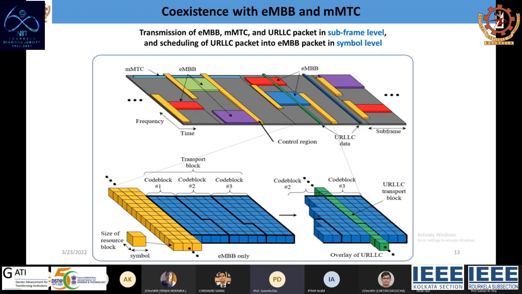When there is a URLLC service request, maybe in the scheduling period or in the middle of eMBB and mMTC transmission, the base station should transmit the URLLC packet immediately. That means to support URLLC packet transmission, the ongoing eMBB and mMTC packets should be stopped without notice. Here you can see the transmission of eMBB and mMTC and scheduling this URLLC packet at the subframe level and the symbol level, that is basically the overlay of URLLC. Here we can see a transport block with three code blocks that is transmitted for the eMBB service. Each code block is mapped sequentially to the scheduled time-frequency resources.